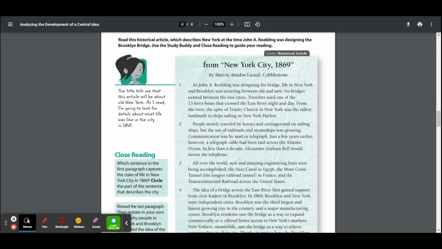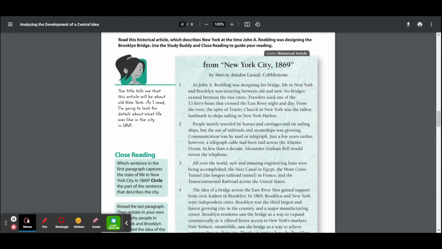So, the title that this reading is from is New York City 1869. So, we know our central idea before we even read is going to be focused on New York City in the year of 1869. We need to read to find out what major event happened at this time.